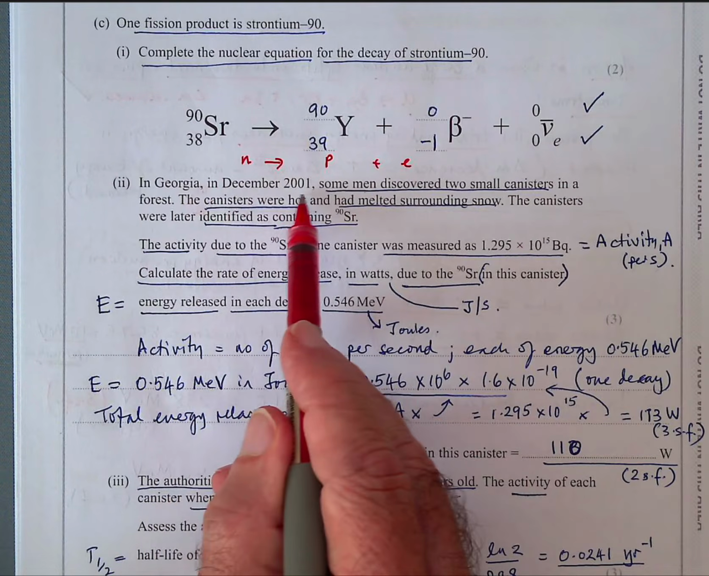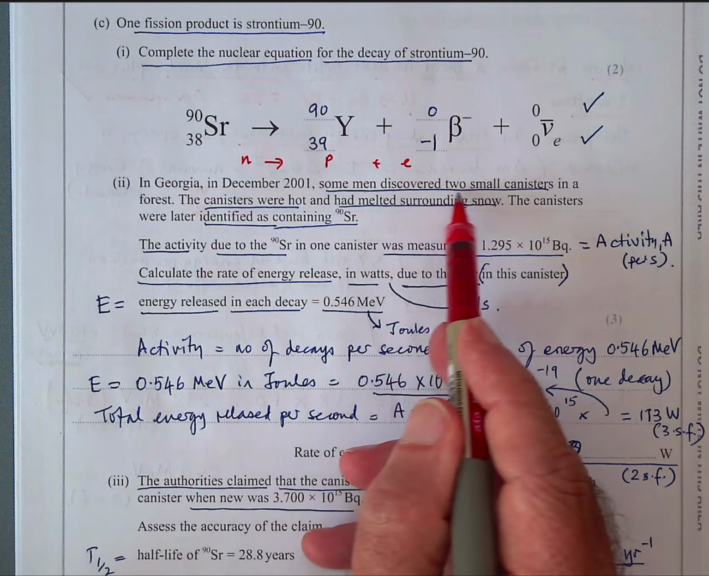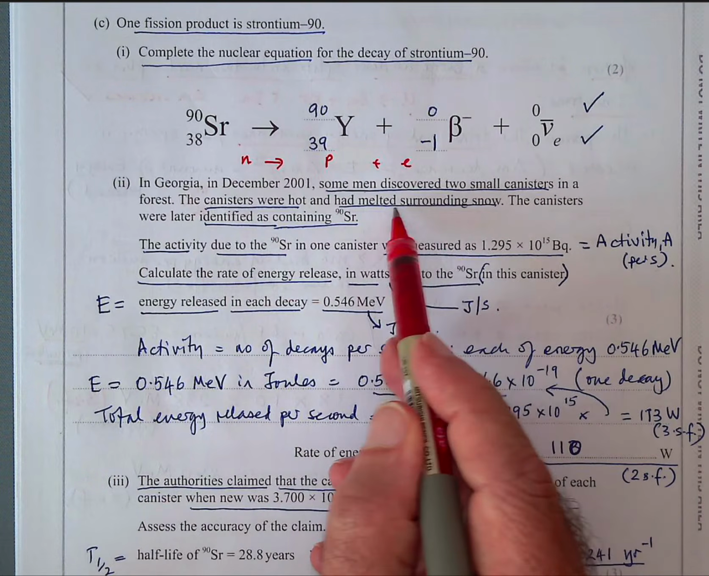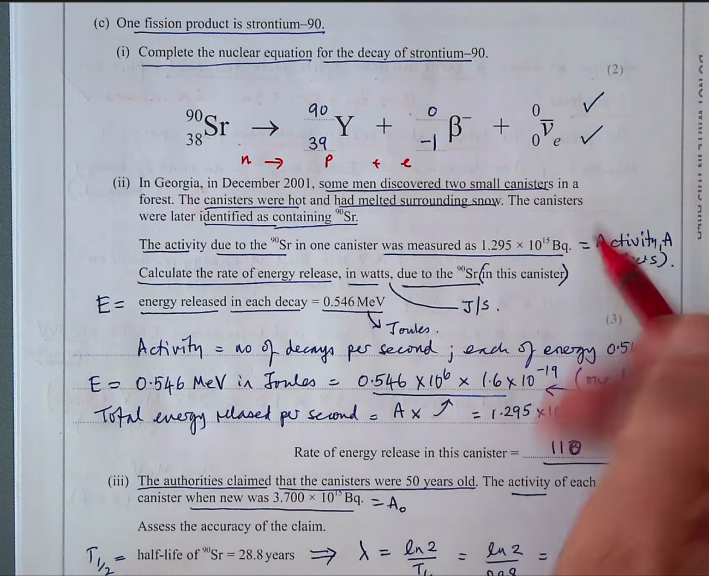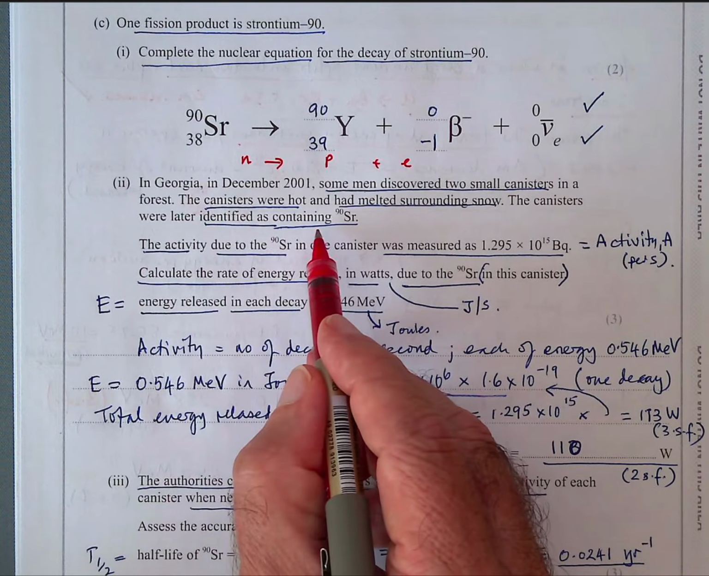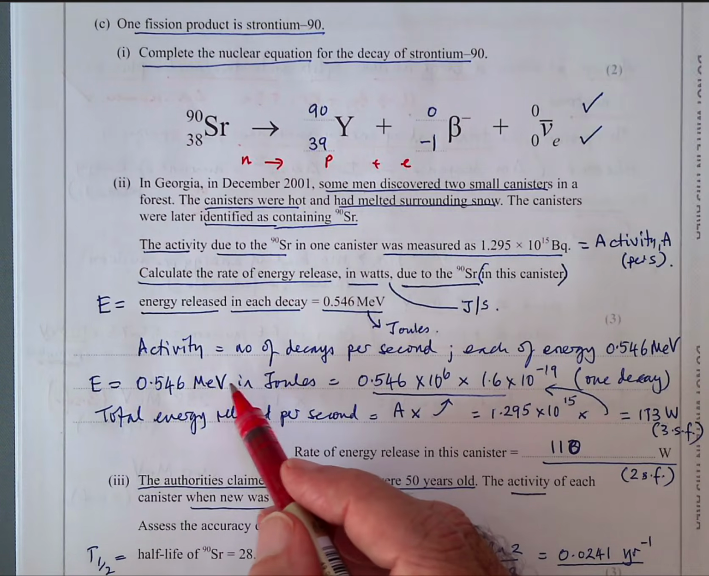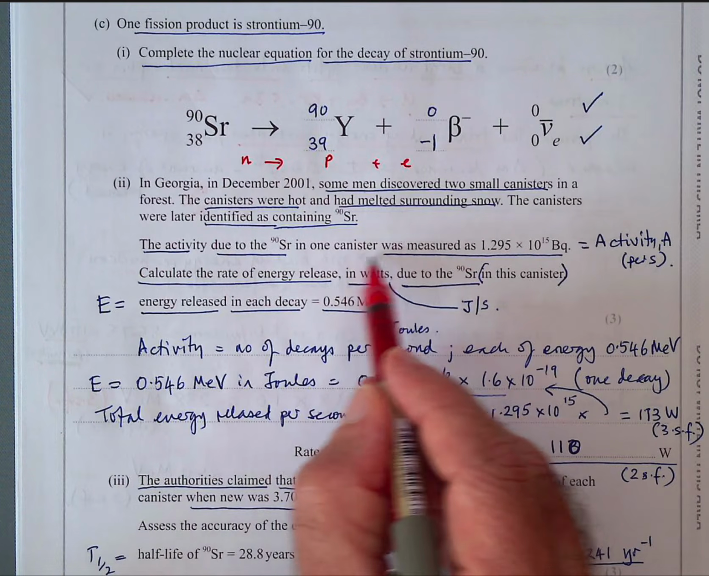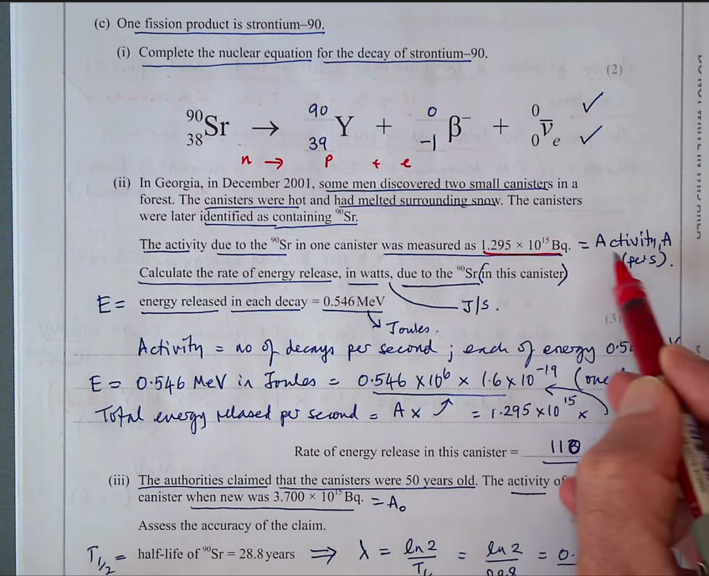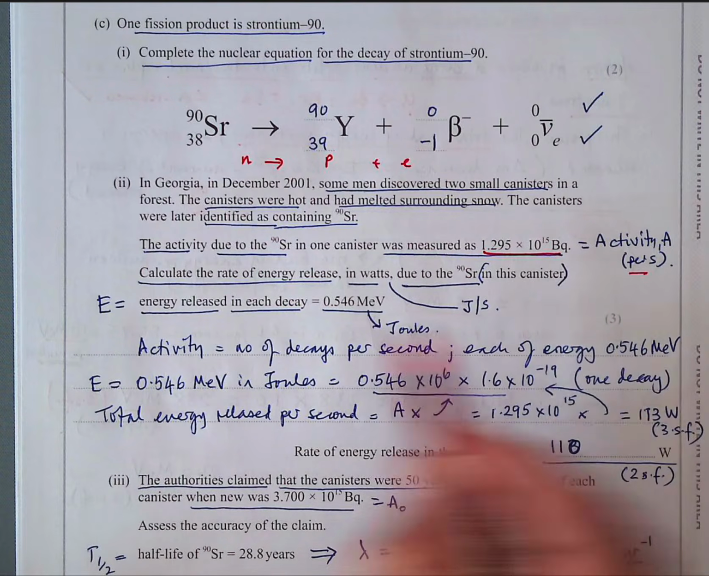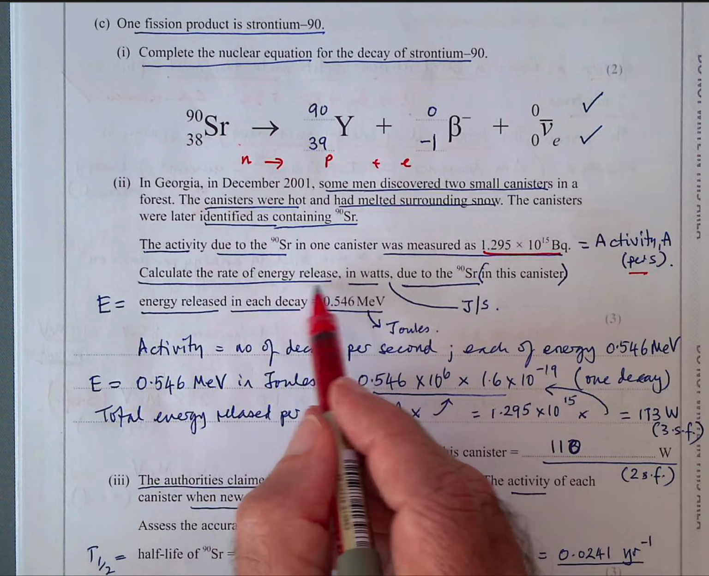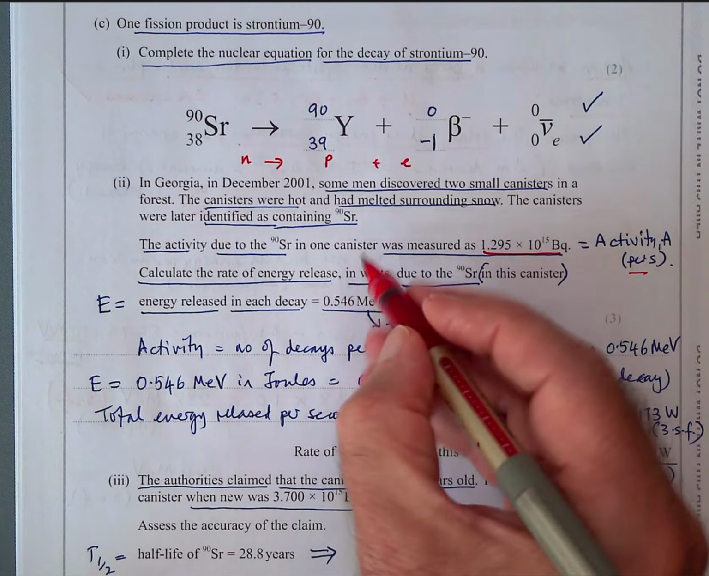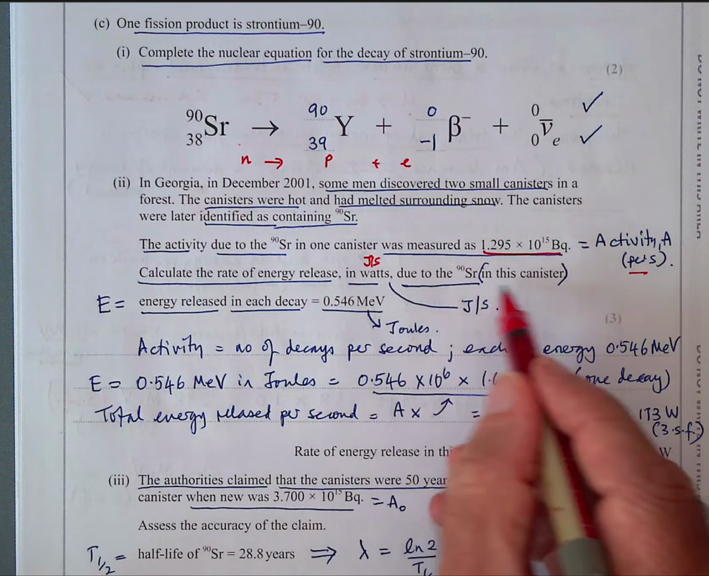In Georgia, in December 2001, some men discovered 2 small canisters in the forest. The canisters were hot and had melted surrounding snow. The canisters, it means they're giving off energy, were later identified as containing strontium 90. So the activity due to the strontium 90 in one canister was measured as this. That's the activity. Becquerels means per second. Calculate the rate of energy release in watts. Well, this is per second, so we want joules per second. So watts is joules per second, due to the strontium in this canister.